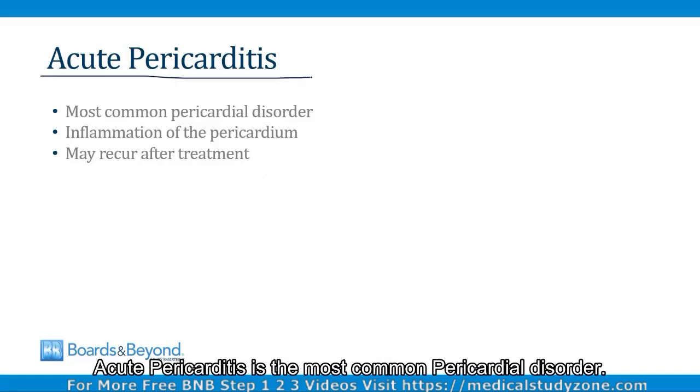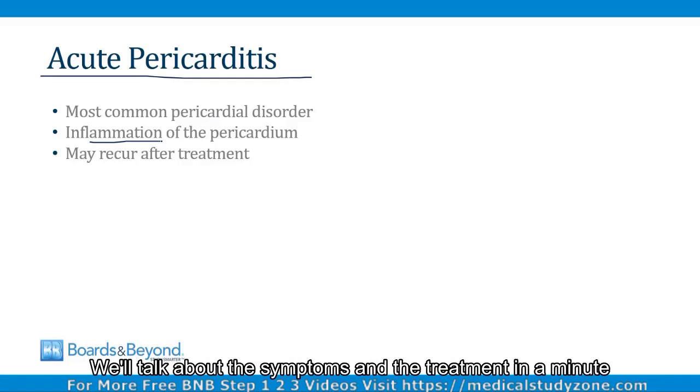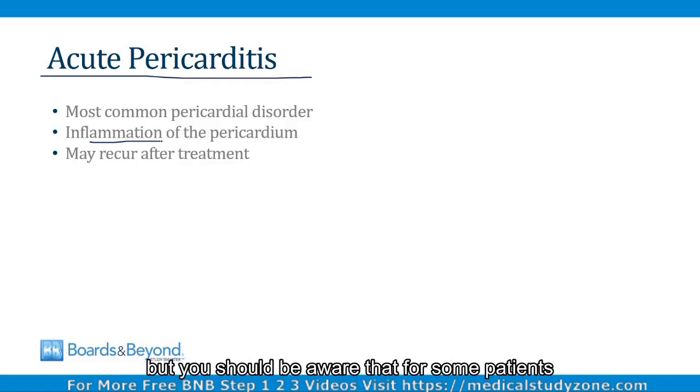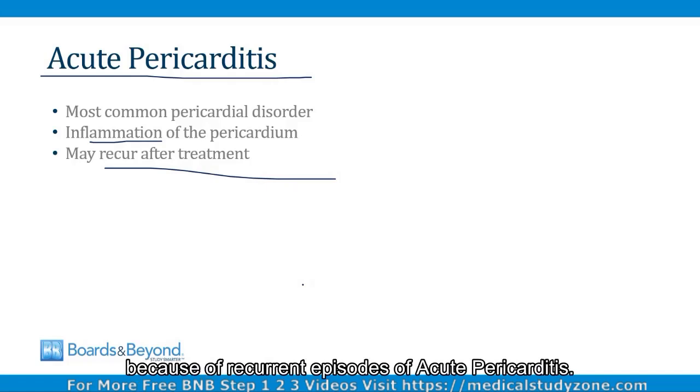Acute pericarditis is the most common pericardial disorder, and as the name implies, acute pericarditis is inflammation of the pericardium. We'll talk about the symptoms and the treatment in a minute, but you should be aware that for some patients, after the symptoms go away, they can recur. So a number of patients require chronic therapy because of recurrent episodes of acute pericarditis.